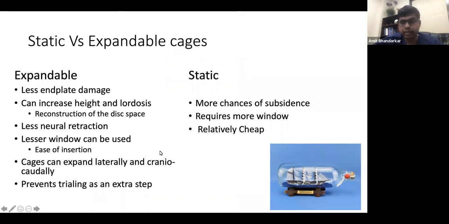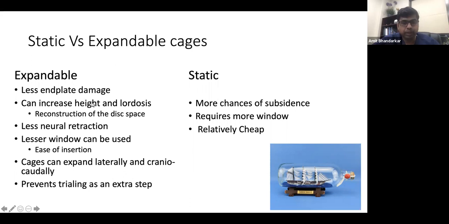There definitely are advantages. You can look at this bottle with the ship. It goes in with a small opening, and then it opens up and takes its form. It causes less neural retraction. There is a very easy insertion because less window is required. Cages can expand in both directions, and it prevents trialing. And it also causes less end plate damage.